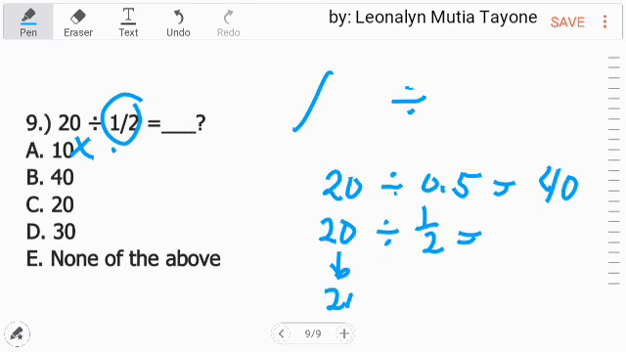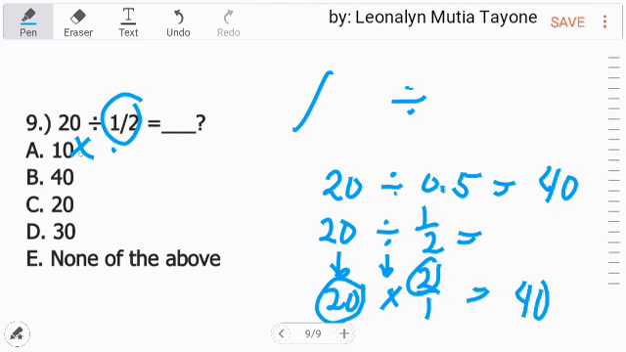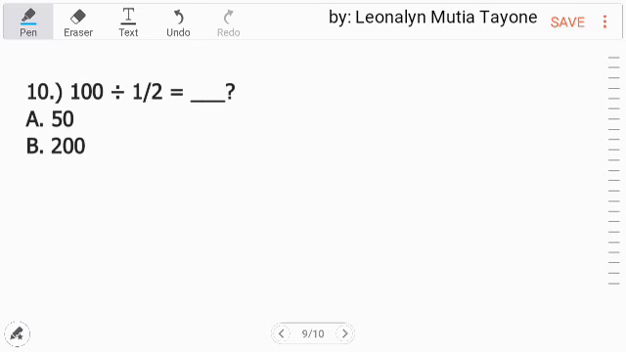So, kopyahin si 20. Ang division maging multiplication at reciprocal ni 1/2 ay 2/1. Ang 2/1 ay pareho lang sa whole number na 2. So, 20 times 2 equals 40. Ang tamang sagot dito ay letter B, 40. Number 10, 100 divided by 1/2. Ang iba ay sasagot ng 50.